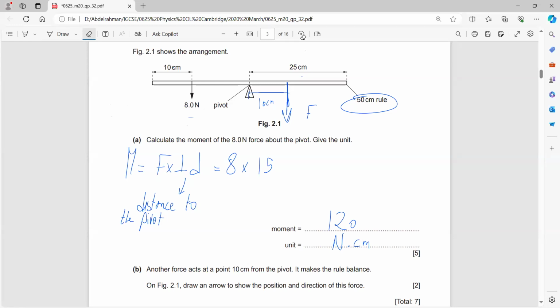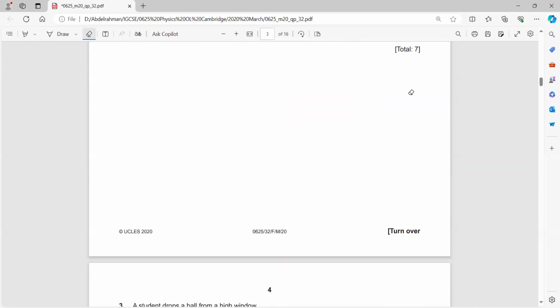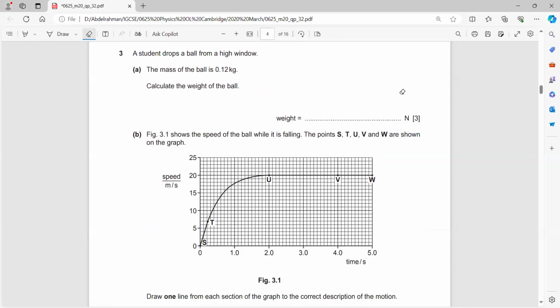How is it 10 centimeters? This force would be equal to 12 newtons. So 12 times 10 is 120, and 8 times 15 is also 120. Okay, but you're not required to calculate the force. Moving on to the next question.